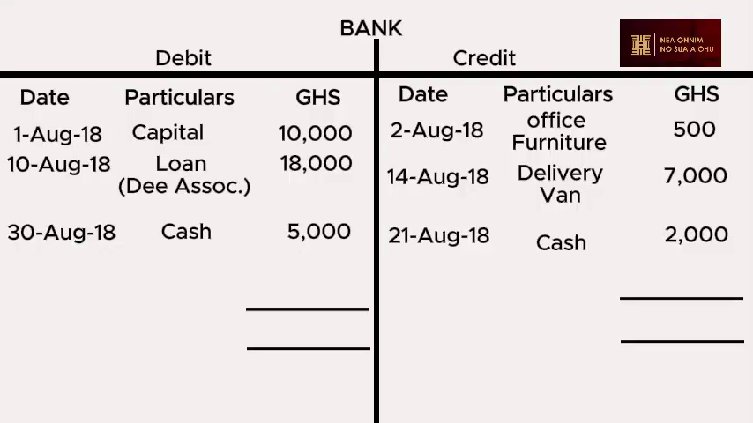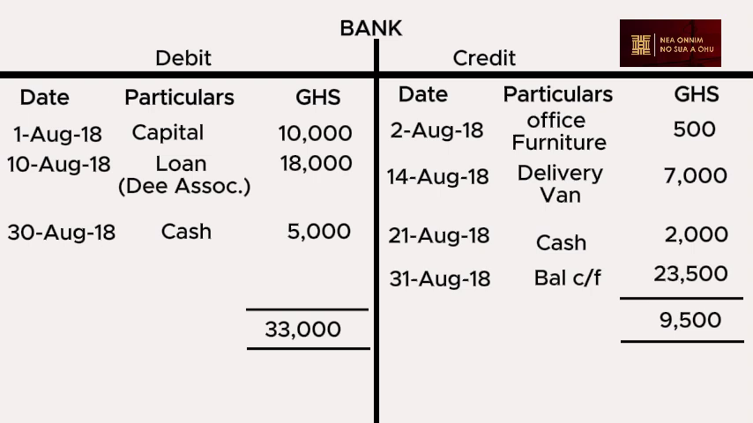Good. So let's move to the next account, which is the bank account. For the bank account, the total debit is 33,000 Ghana cedis, and the total credit is 9,500 Ghana cedis. What that means is there is a deficit of 23,500 on the credit side. So to close the books, we are going to have a balance carried forward dated 31st August of 23,500 on the credit side.